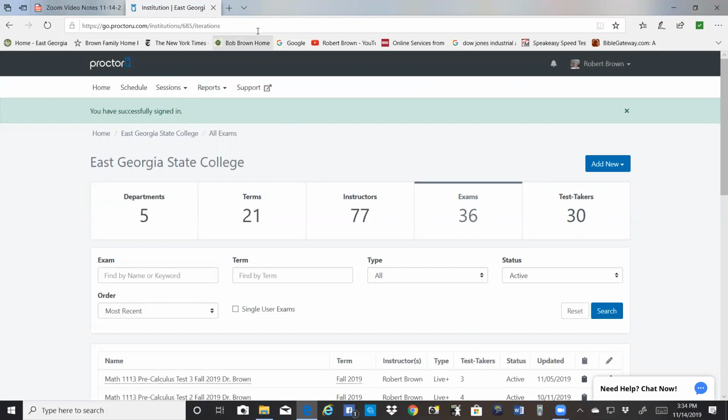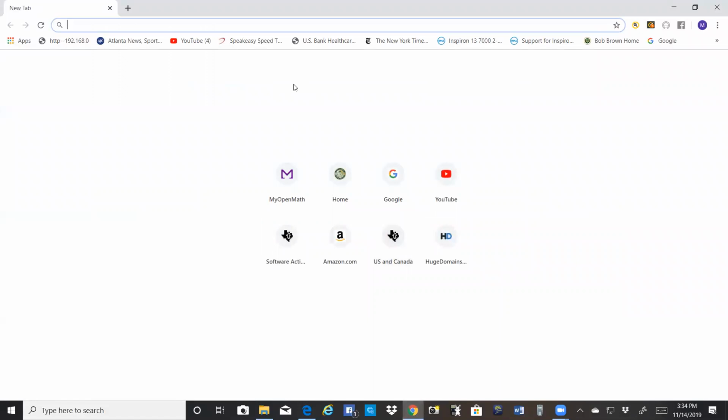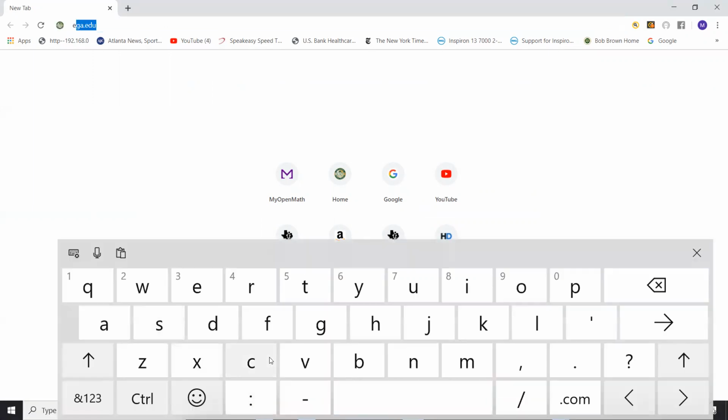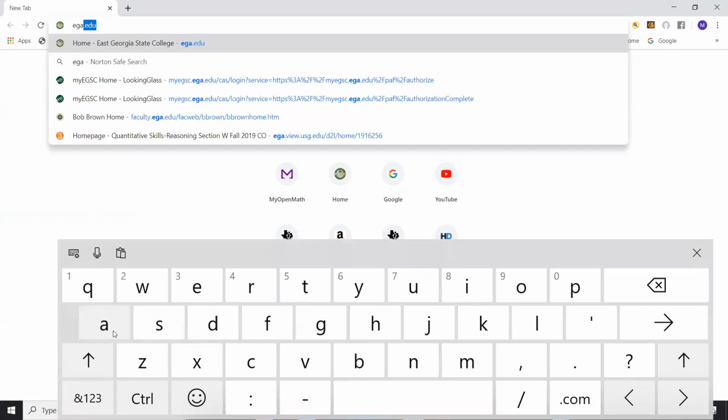Then what happens is you will go on the day you take the test and log into East Georgia.